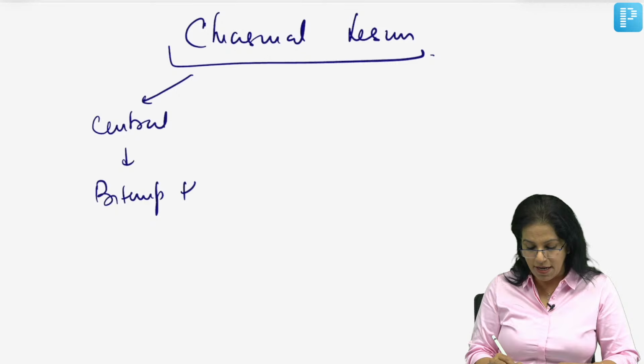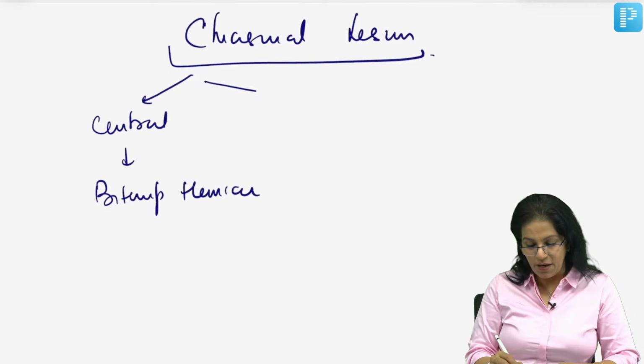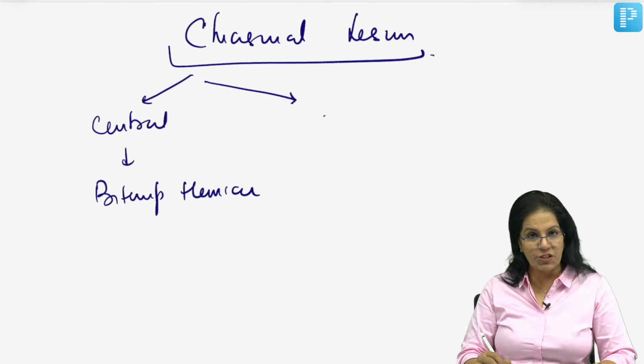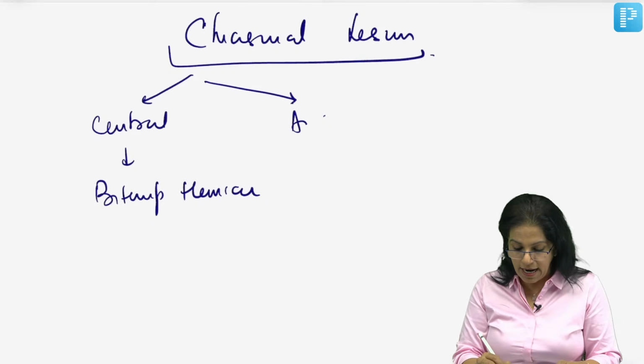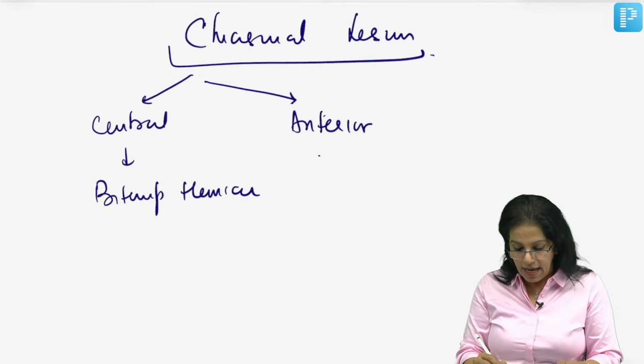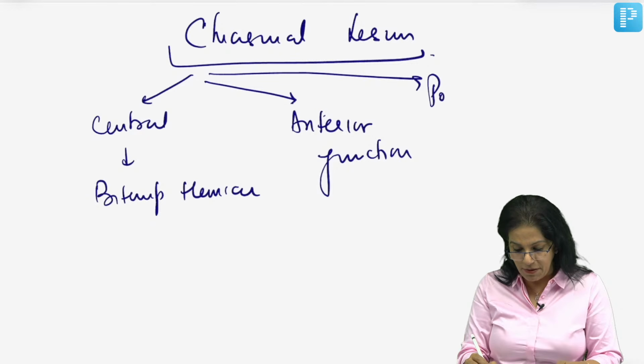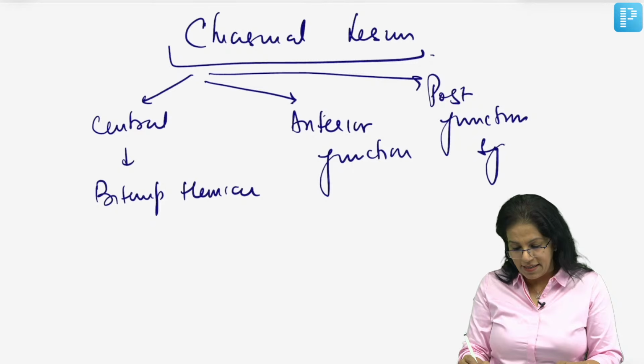This is absolutely clear to all of you. Now, what will happen if the lesion is at the junction of the nerve and the chiasma? That is called anterior junction syndrome, and there is something which is called posterior junction syndrome. We will take one by one. Okay. Posterior junction syndrome. So, let us see.